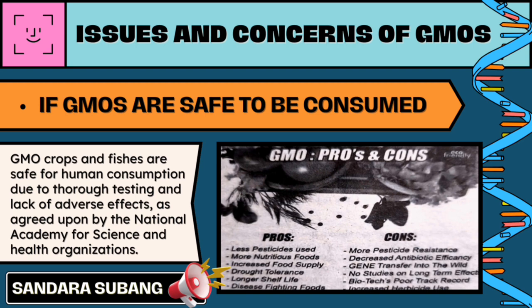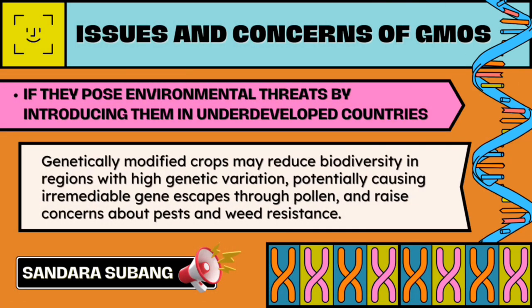Do they pose environmental threats when introduced in underdeveloped countries? Genetically modified crops may reduce biodiversity in regions with high genetic variation, potentially causing irremediable gene escape through pollen, and raise concerns about pest and weed resistance.